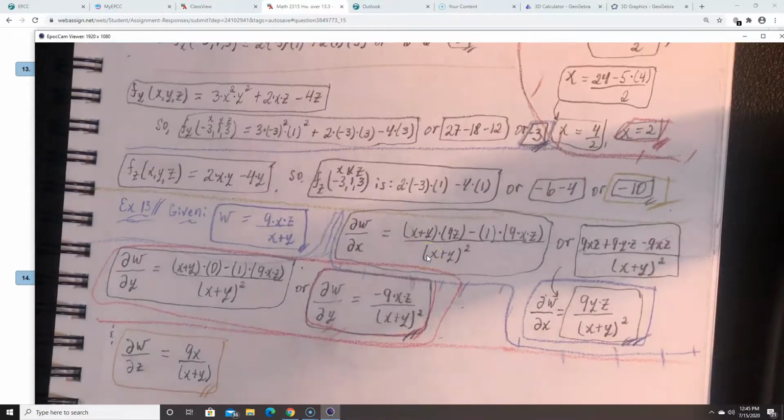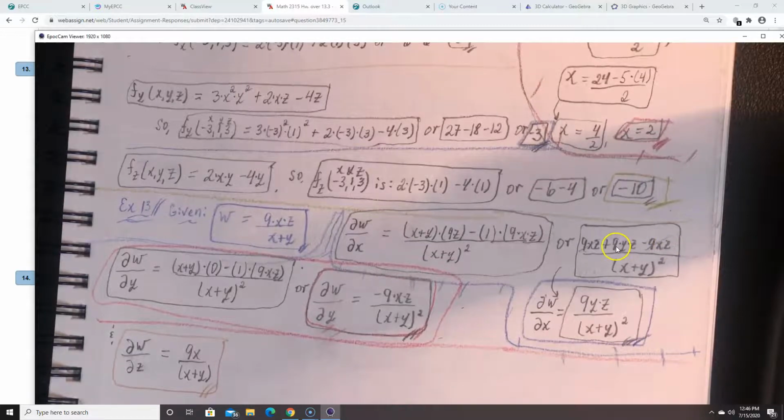Now clean it up. Well, the denominator squared stays, unless you want to multiply it out. Not really a need to. If we multiply this out, distribute 9z times x, you get 9xz in alphabetical order. 9z times positive y would be positive 9yz. Minus 1 times 9xz would be negative 9xz. 3 terms in the numerator: 9xz plus 9yz minus 9xz. These two subtract out to 0. So that's friendly.